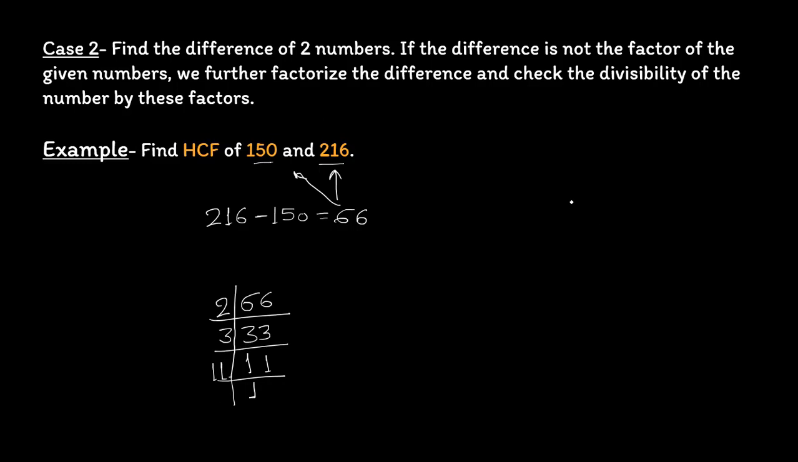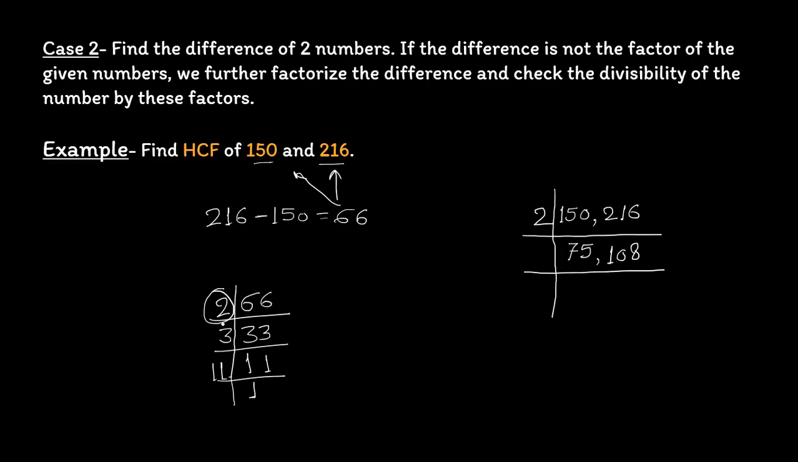Now the next step is we take both the numbers together, 150 and 216. Now we will try to divide these numbers by that number which divides both the numbers completely, and it should be a factor of 66. So let's take 2 first. 2 divides 150 and 216 completely. 2 7s are 14, 2 5s are 10, 2 1s are 2, 0, 2 8s are 16.